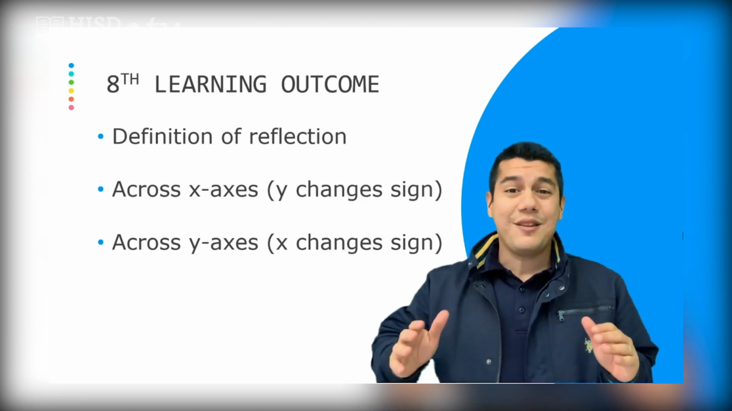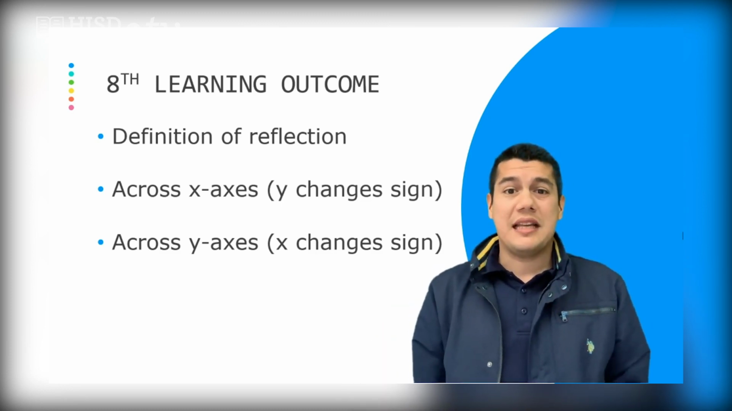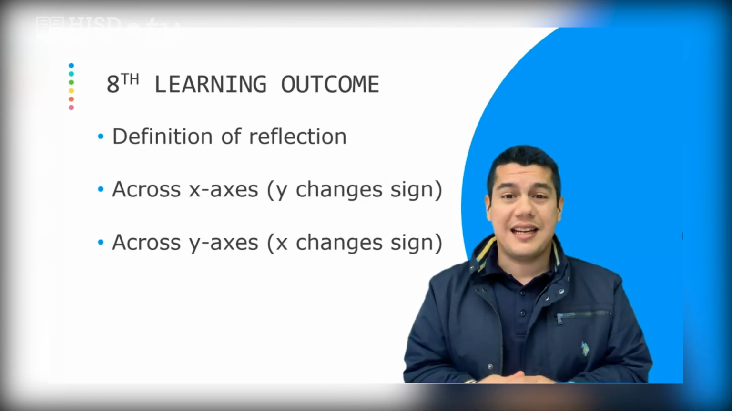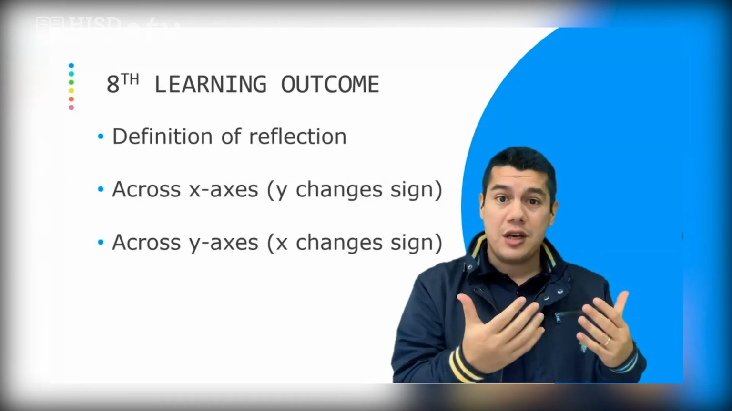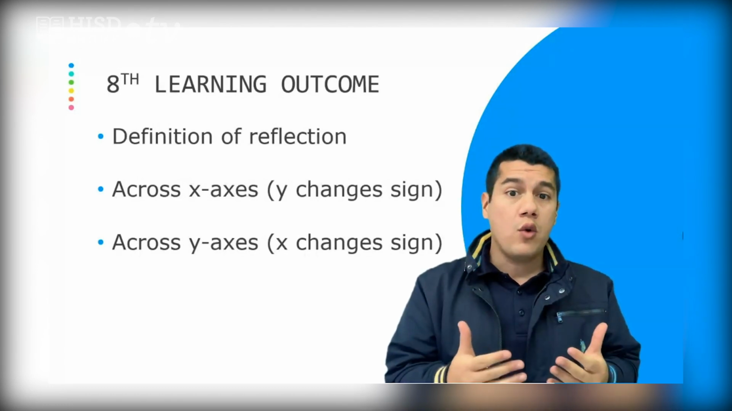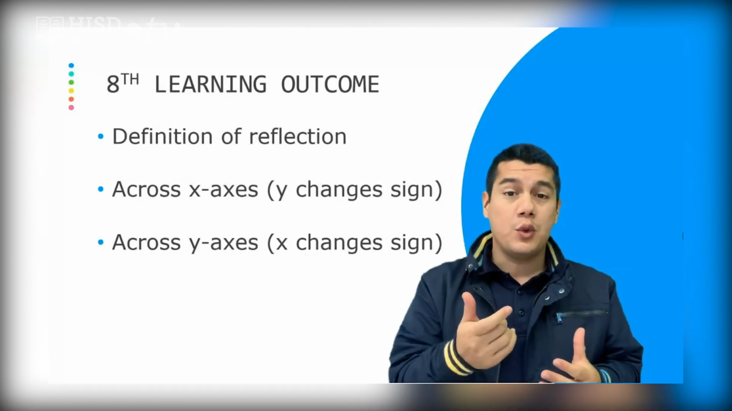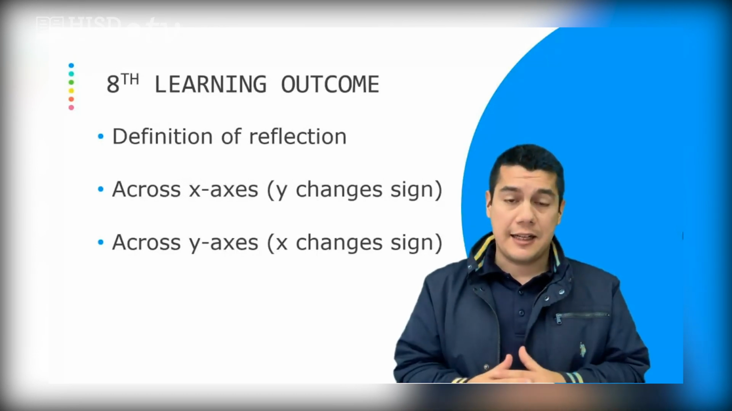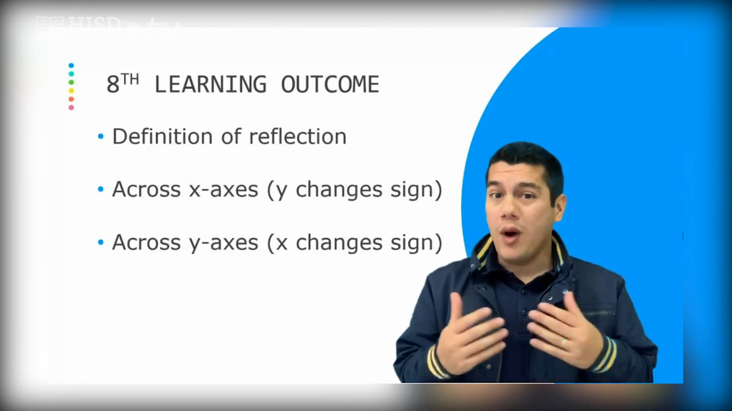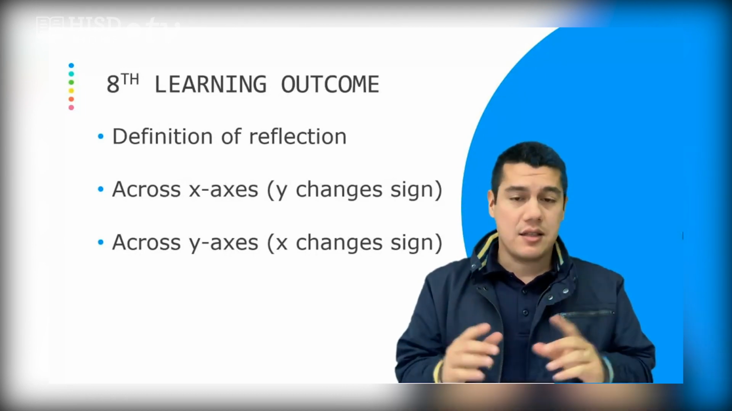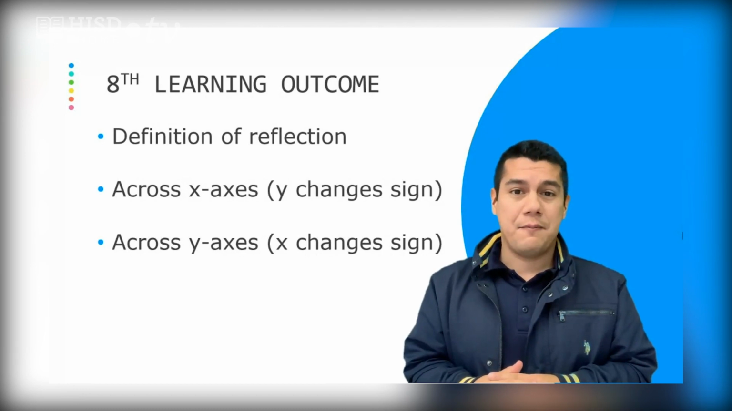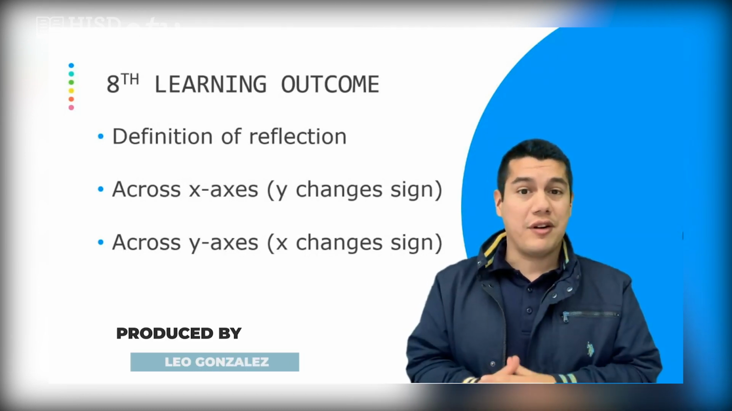Today, for our 8th graders, we learned about the definition of reflections. Specifically, we talked about how when we do a reflection across the x-axis, the y-coordinate is going to flip to its opposite side. And when we do a reflection over the y-axis, the x-coordinate is going to flip to its opposite side. And this is the end of our lesson for today.